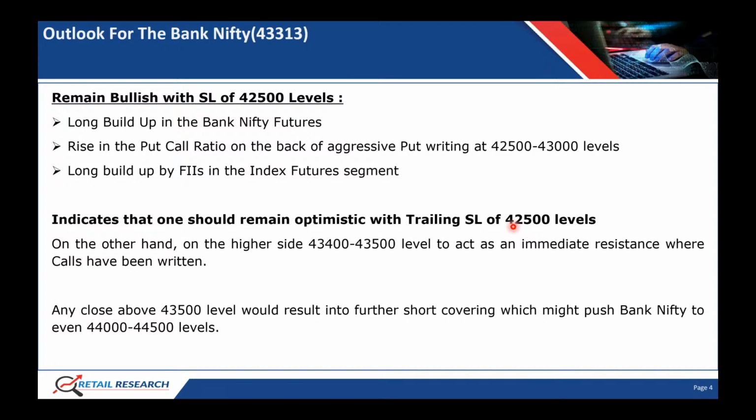Similarly, for Bank Nifty, the stop loss from 42,000 we can now raise to 42,500. Here also we have seen evidence like long buildup in the futures, and a rise in the put call ratio on the back of aggressive put writing near 42,500 and 43,000 levels. We are right now trading at 43,313. So 42,500 is a good trailing stop loss, which we continue to trail. We think that 43,400 to 43,500 could act as an immediate resistance where we have seen calls written, and once we cross that hurdle, we can even go to 44,000 and 44,500 levels.